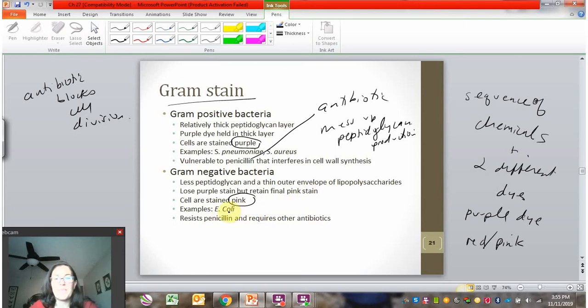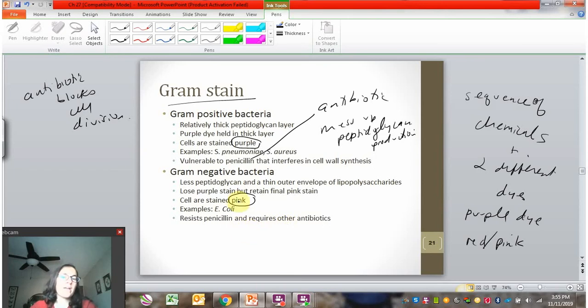An example is E. coli. These bacteria are more resistant to penicillin just naturally. So if somebody has an infection with one of these gram-negative bacteria, it has to use different antibiotics than the penicillin family, because they don't have that thick peptidoglycan layer, so blocking peptidoglycan production just doesn't affect them as much.